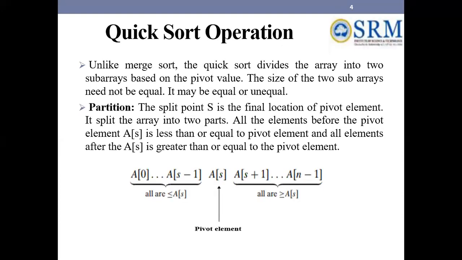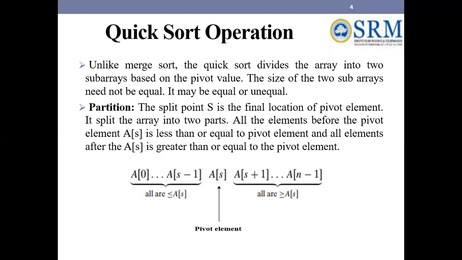QuickSort operations. Unlike MergeSort, QuickSort divides the array into two sub-arrays based on the pivot value. In MergeSort, the array is divided into two equal parts. But here, in the case of QuickSort, the two arrays can be equal or need not be equal. The size of the two arrays can be equal or unequal because that is based on the pivot element. The pivot element can be placed in any place. That location of the pivot element is the split point.